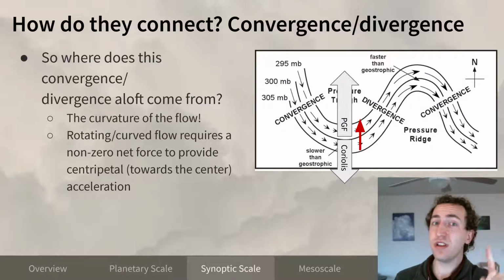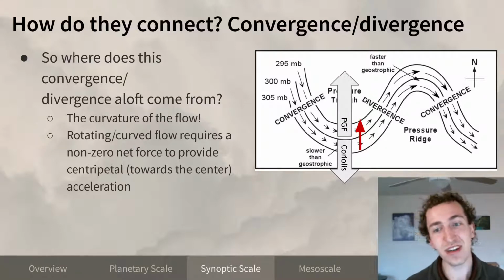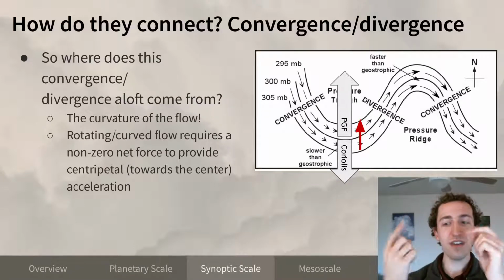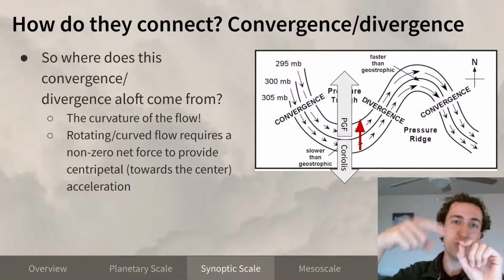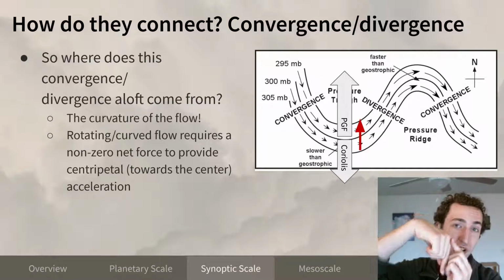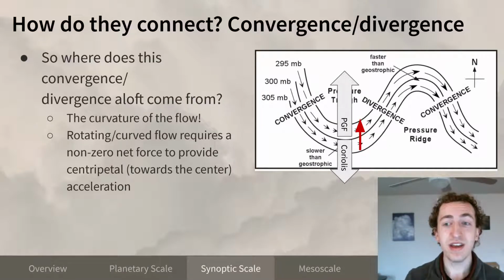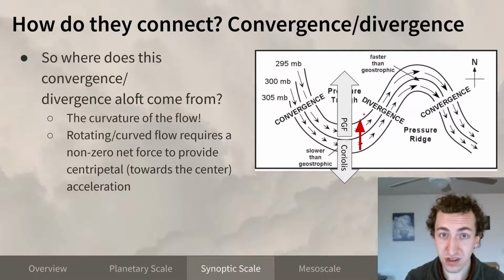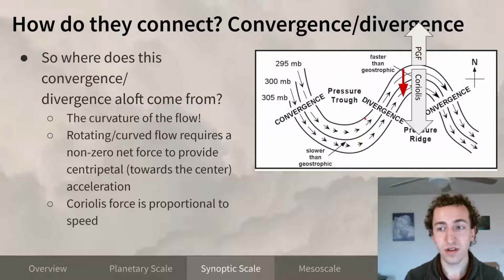Because hopefully this is one of those high school physics level details that in order to have motion in a circle, you always have to have an acceleration towards what you're rotating around in order to curve your motion. It's the same thing in a fluid. In order to have curved flow, you have to have some net force going towards what you're curving around. So here you have to have a net force towards the trough. Here you have to have a net force towards the ridge.